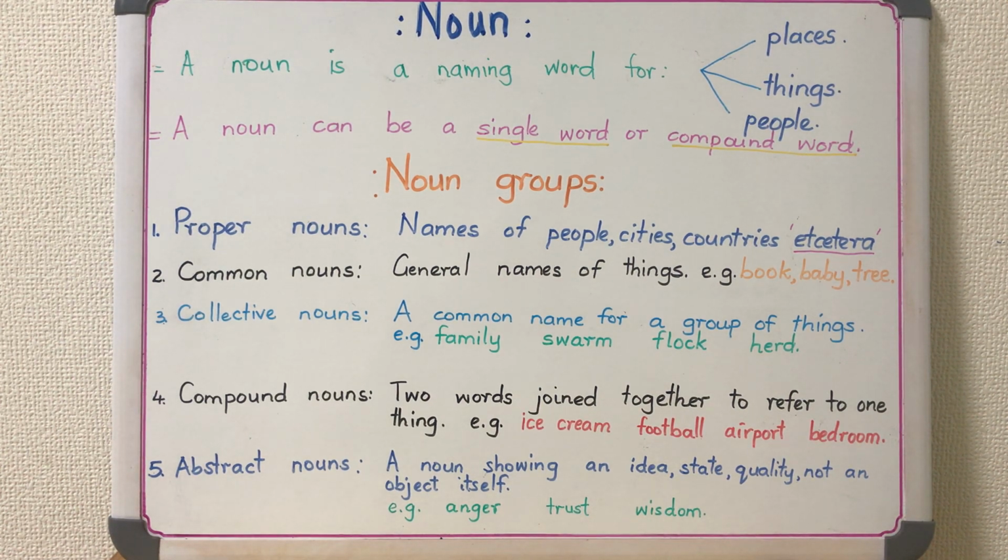It's just a general book. It's just a common, ordinary book, right? The third group are what we refer to as collective nouns.